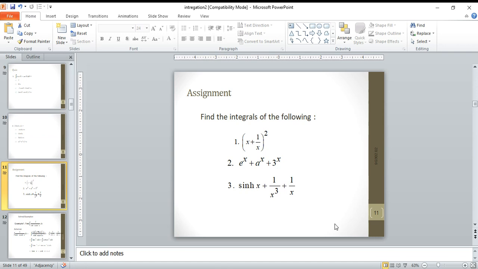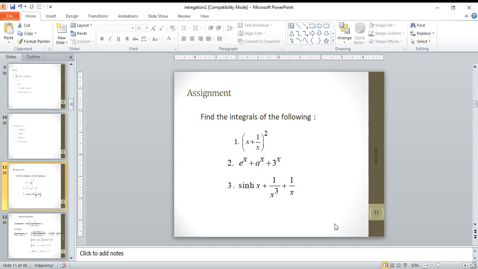Assignment. Do this assignment at home. Find the integral of the following. I will tell you easily. x plus 1 by x is an a plus b whole square formula. The expansion is a square plus b square plus 2ab, that is x square plus 1 by x square plus 2 into x into 1 by x. If you cancel the x, the integral is x cube by 3 minus 1 by x plus 2x. That is the answer.